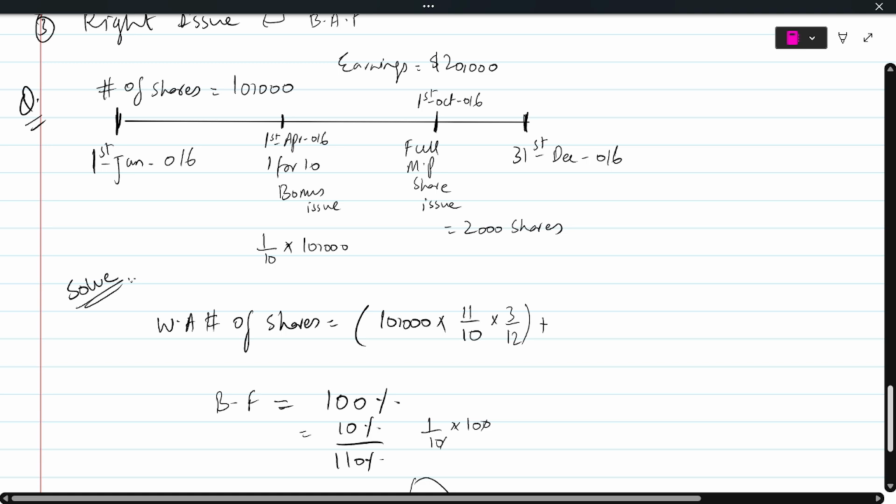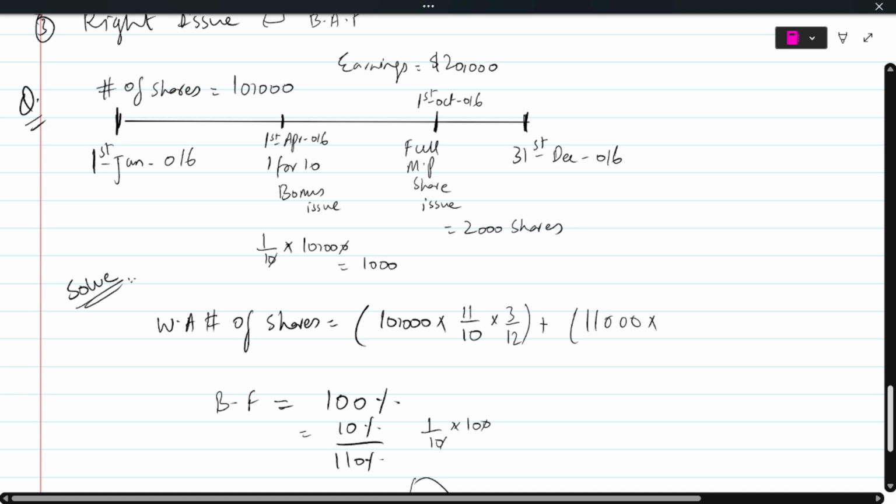Just like the way I taught you for the right issue, the same is the case for bonus issue: you just take the fraction 1 over 10 and multiply it by the number of shares at the start of the year. So 1 over 10. We are not going to multiply it with the bonus factor because the bonus issue has already taken place. Done.